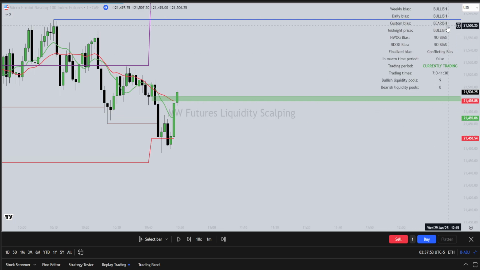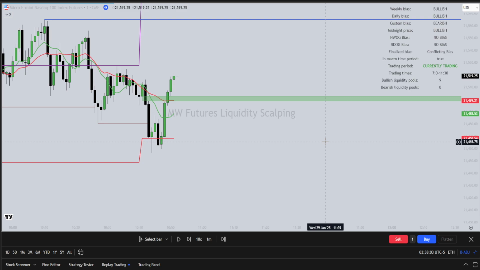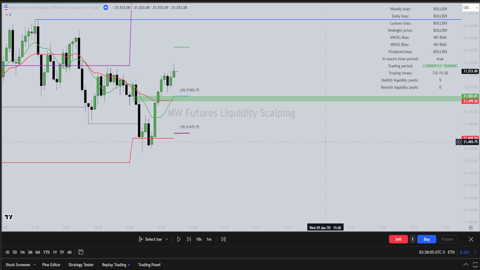As you can see, the custom bias is right now still bearish. We have a finalized conflicting bias, meaning that we cannot trade yet. So we are waiting for all these biases to align. So let's wait for the bias to turn bullish, which is on this particular candle here.